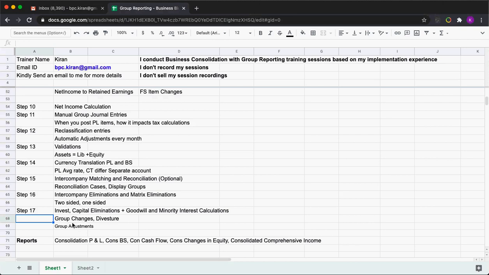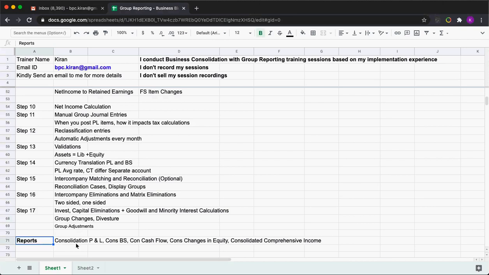In this particular consolidation of investment part, you have to add how the minority is calculated, how the goodwill is calculated, how the capital elimination is going to happen, how the investment is going to happen. We are going to have a detailed discussion on this, so you can just add those points here in this particular area.